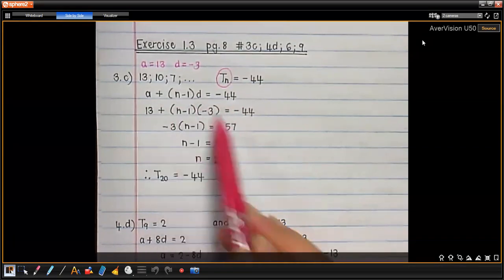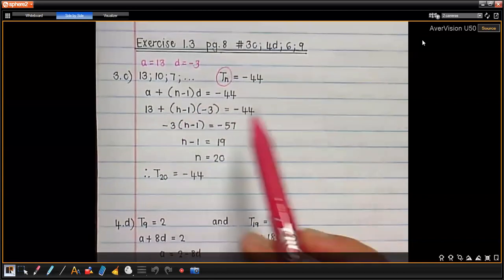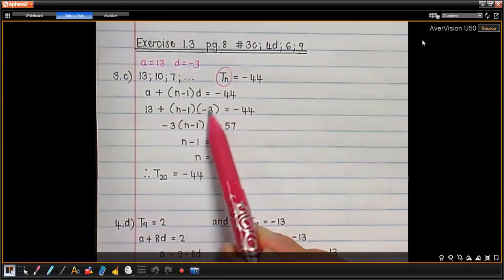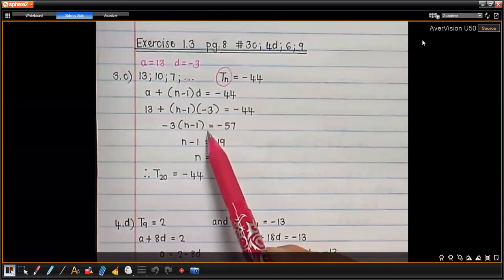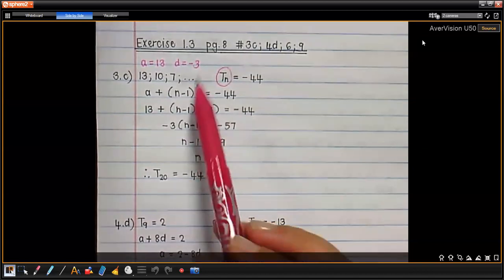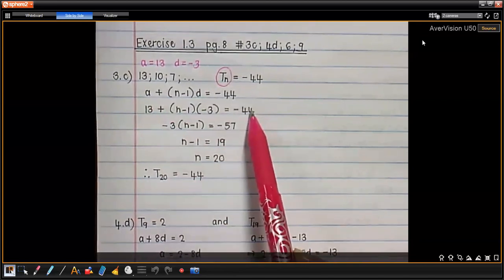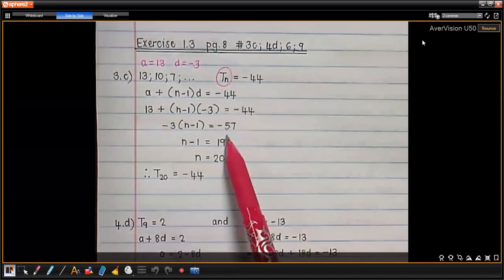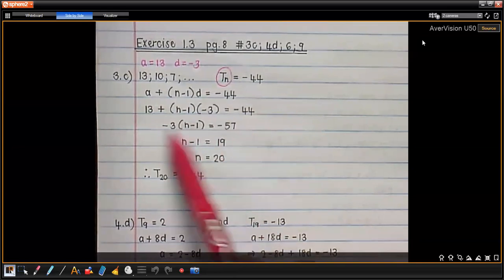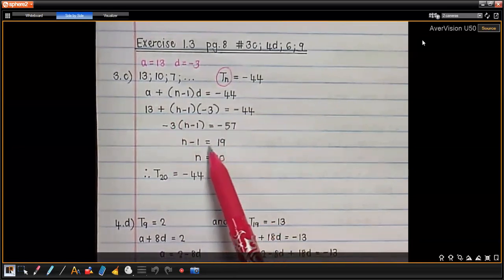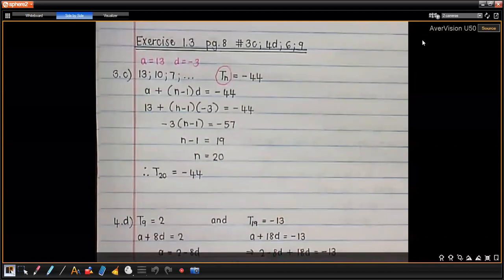Now this solving for n is maybe a bit different from the way that you did it. It's fine if you actually multiply the -3 into the bracket and then move stuff across and then divide it by -3 later on. That's fine, you would have gotten the same answer. This is just another way of doing it. So what I did was I moved the 13 over first. I said -44 minus 13, I got that. Then I divided that by -3. I was left with n minus 1, and then I added 1 on the other side. Okay, but it's up to you if you want to do the normal way of multiplying it off, that's fine. But the answer there was term 20.